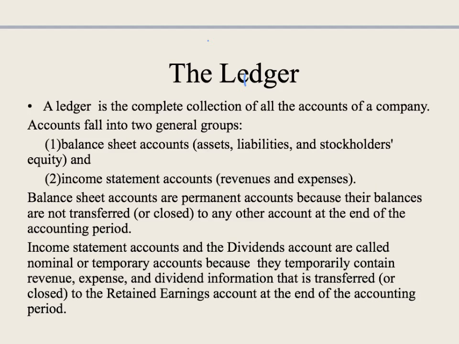Now a ledger is a complete collection of all accounts of a company, in different groups. There are balance sheet accounts: assets, liabilities, and shareholders' equity. And within the shareholders' equity, we have the income statement accounts: revenue and expenses. Balance sheet accounts are permanent records because we don't close them out or transfer their balance at the end of the accounting period. But the income statement accounts, as well as dividends, are referred to as temporary accounts because they contain revenue, expense, and dividend information only for that accounting period, and they are transferred to the retained earnings at the end of the period.